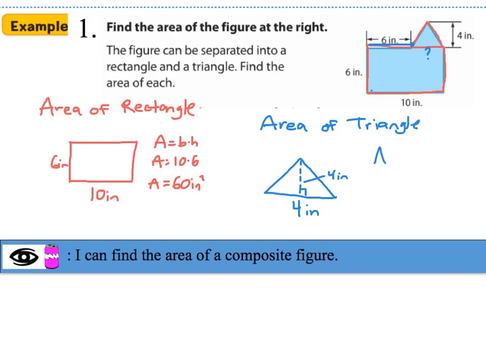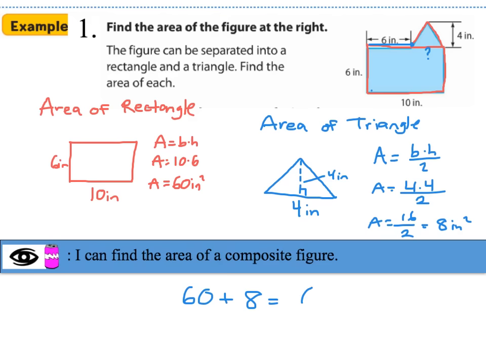So let's go ahead and use our formula. Area is equal to base times height divided by 2. Let's plug it in. The base is 4, the height is 4, and we're going to divide by 2. So 4 times 4 is 16, and 16 divided by 2 is equal to 8. So the area of the triangle is equal to 8 inches squared. To figure out the entire area, I can take 60, which is the rectangle, plus 8 to get 68 inches squared for this entire composite shape.